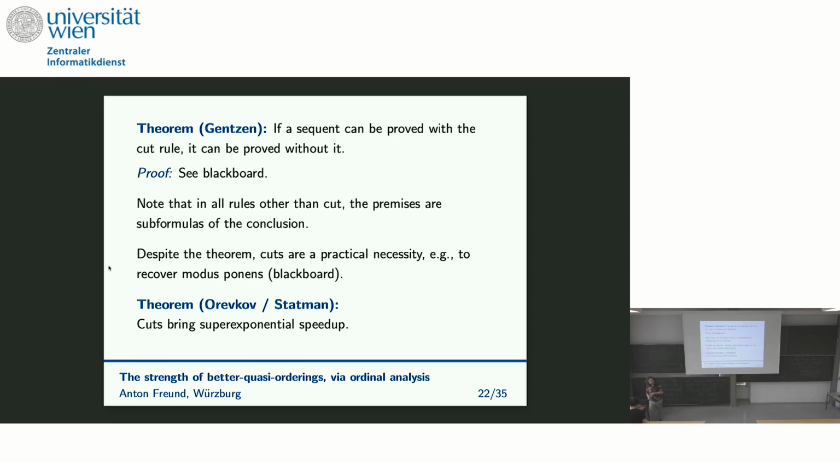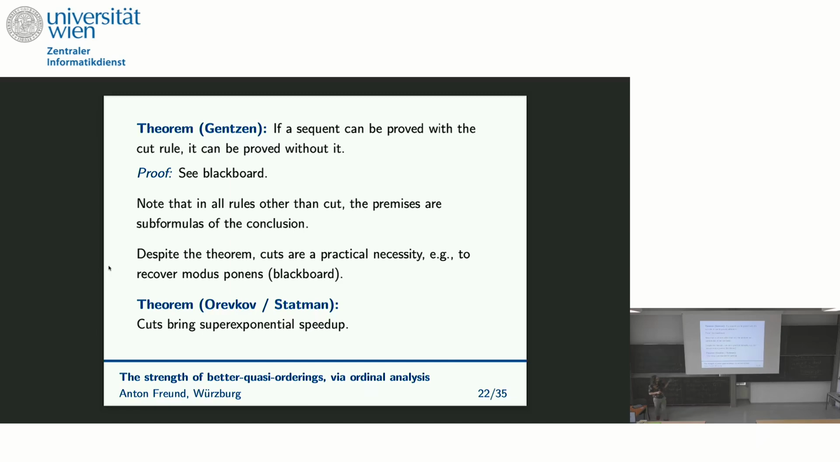So maybe the first thing to say is that we have this theorem at the bottom of the slides due to Orevkov and independently to Statman, which says that what we did here is essentially optimal in terms of complexity. So cuts bring super exponential speed up because here we had one exponential for bringing down the cut rank by one number. And if you want to eliminate all the cuts and bring the rank down from d to 0, then you have to do that d many times. So you have a stack of d exponentials. So you have the super exponential function.